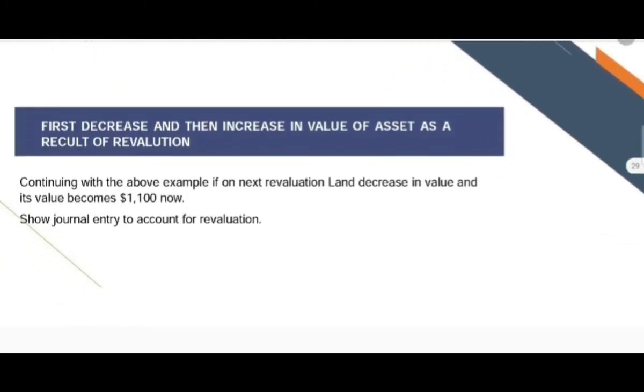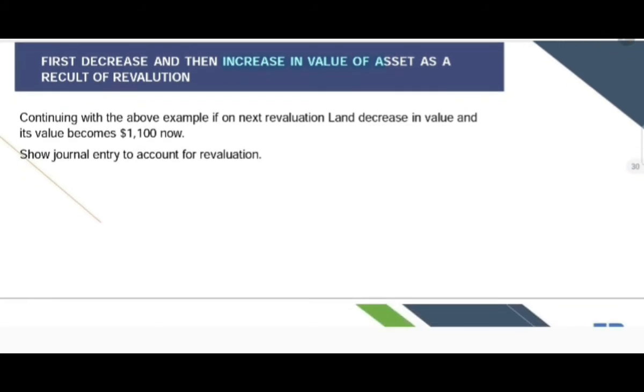Subsequently, after the first decrease in the value of the asset, there is an increase in the value of the asset. How should it be recorded? Continuing the above example, if on the next revaluation the land's value changes and it becomes 1100, from 800 the value of land has increased to 1100. So first you have to restate the land to 1100 by debiting it a further 300.